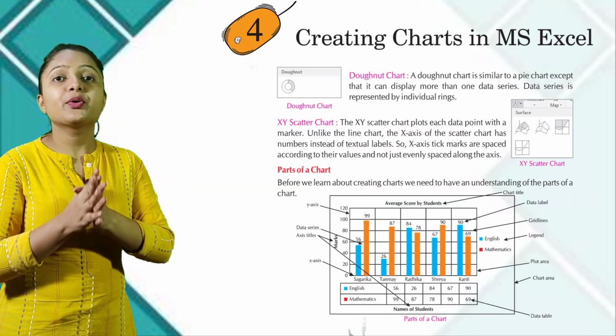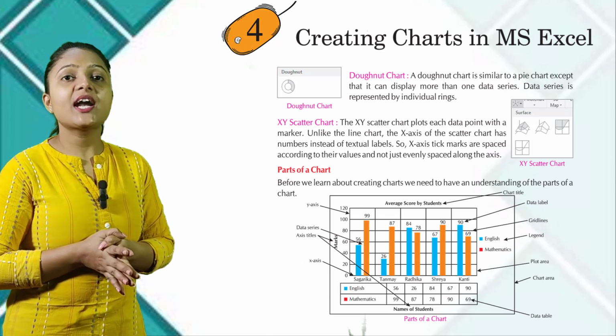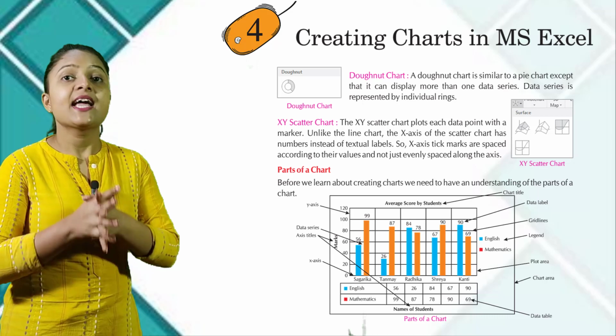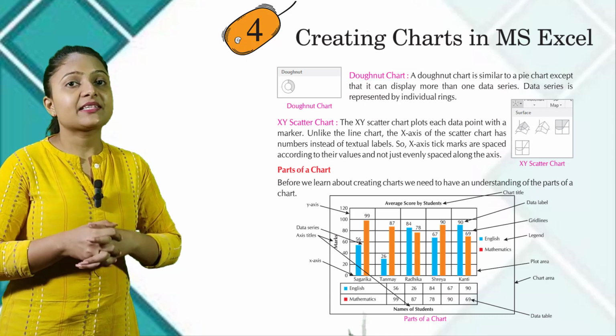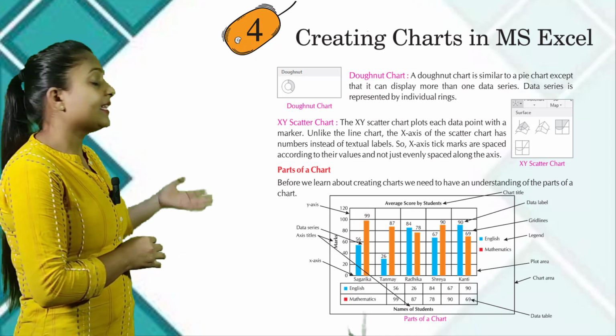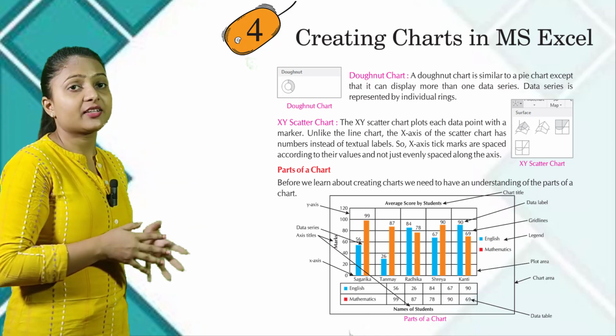Donut chart. A donut chart is similar to a pie chart, except that it can display more than one data series. Each data series is represented by an individual ring. In this image, you can see a donut chart.